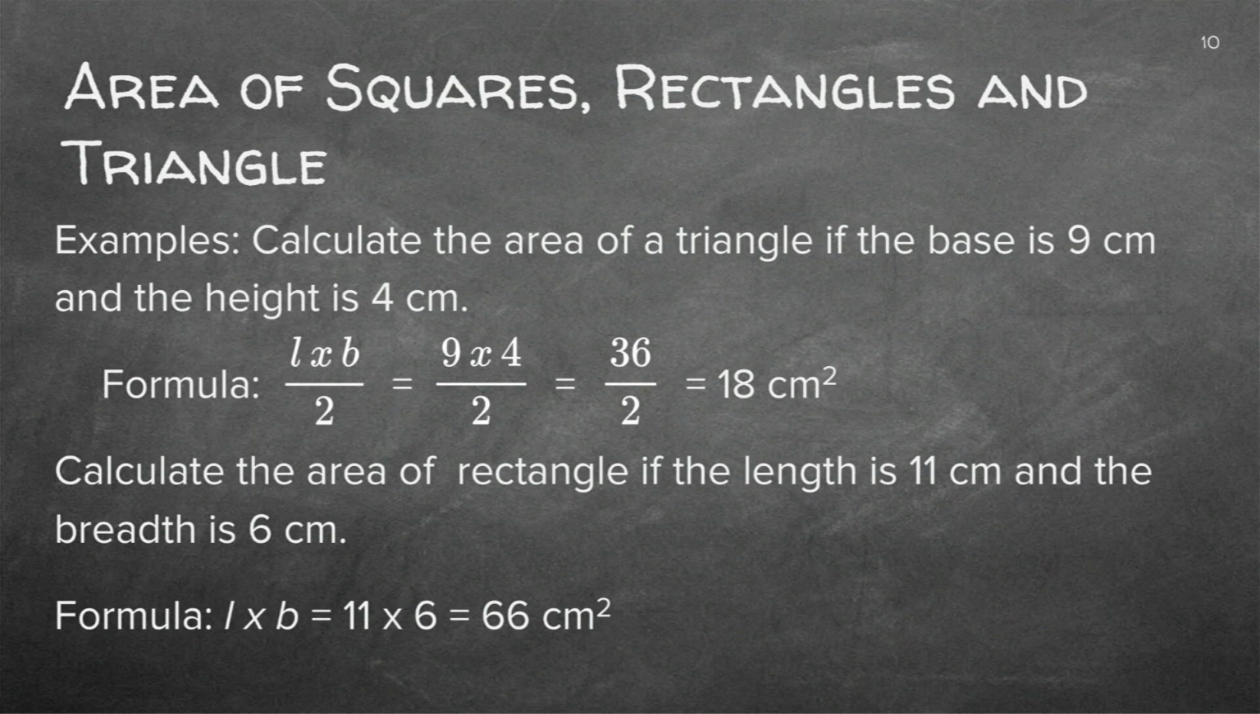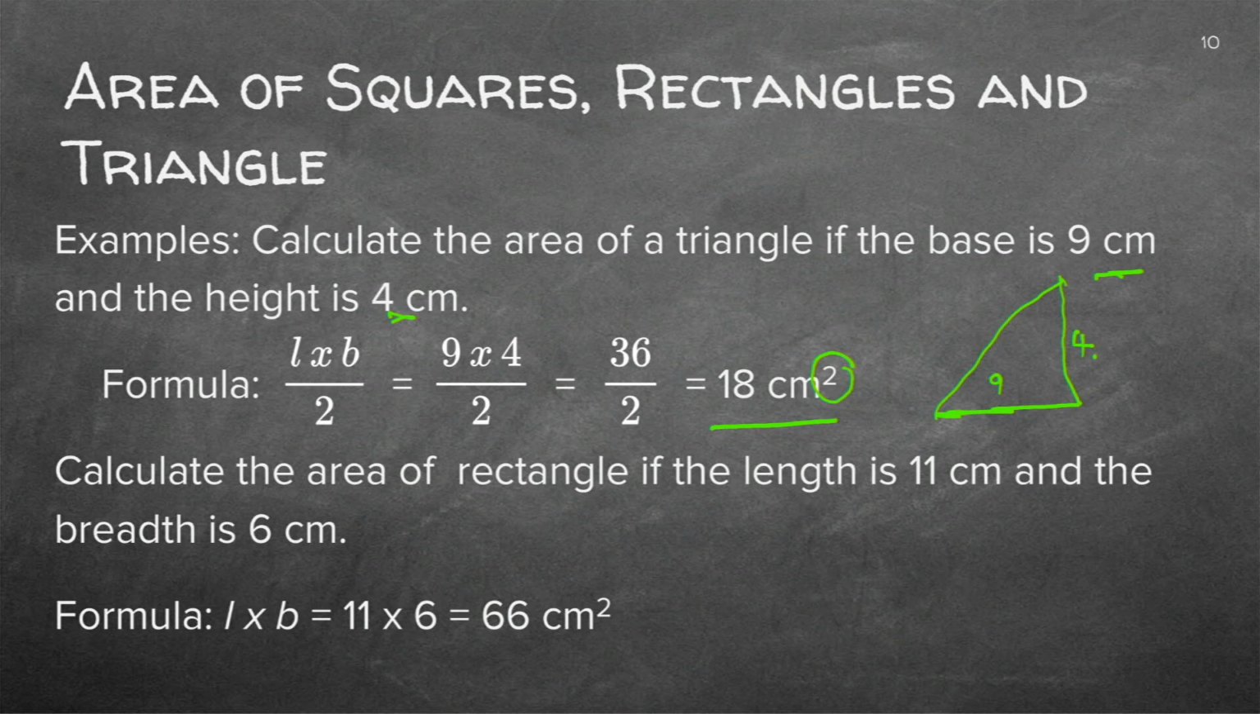So they ask us to calculate the area of a triangle if the base is 9 and the height is 4. So it's a little bit longer. They ask us to work out the area of this triangle. So remember our formula, length times breadth over 2. So it's 9 times 4, and we check the centimeters. 9 times 4 over 2 is 36 over 2. So it is 18 centimeters squared.